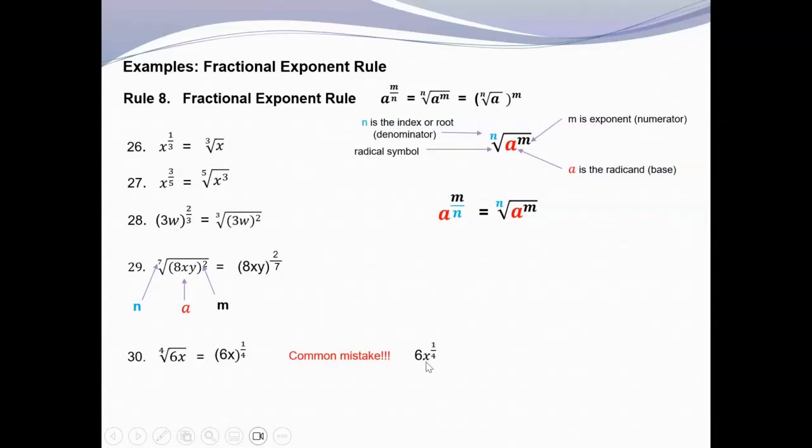Let me show you why this is not the answer. Only the x is to the 1/4 power, not the 6. The 6 is not included. That's why, guys, you have to put this one here with parentheses, because these two are not the same. That's why the parentheses are very, very crucial. Again, this is equal to this, and this is not the original problem. It's the fourth root of 6x. This is 6 times the fourth root of x. So please do not make that mistake.